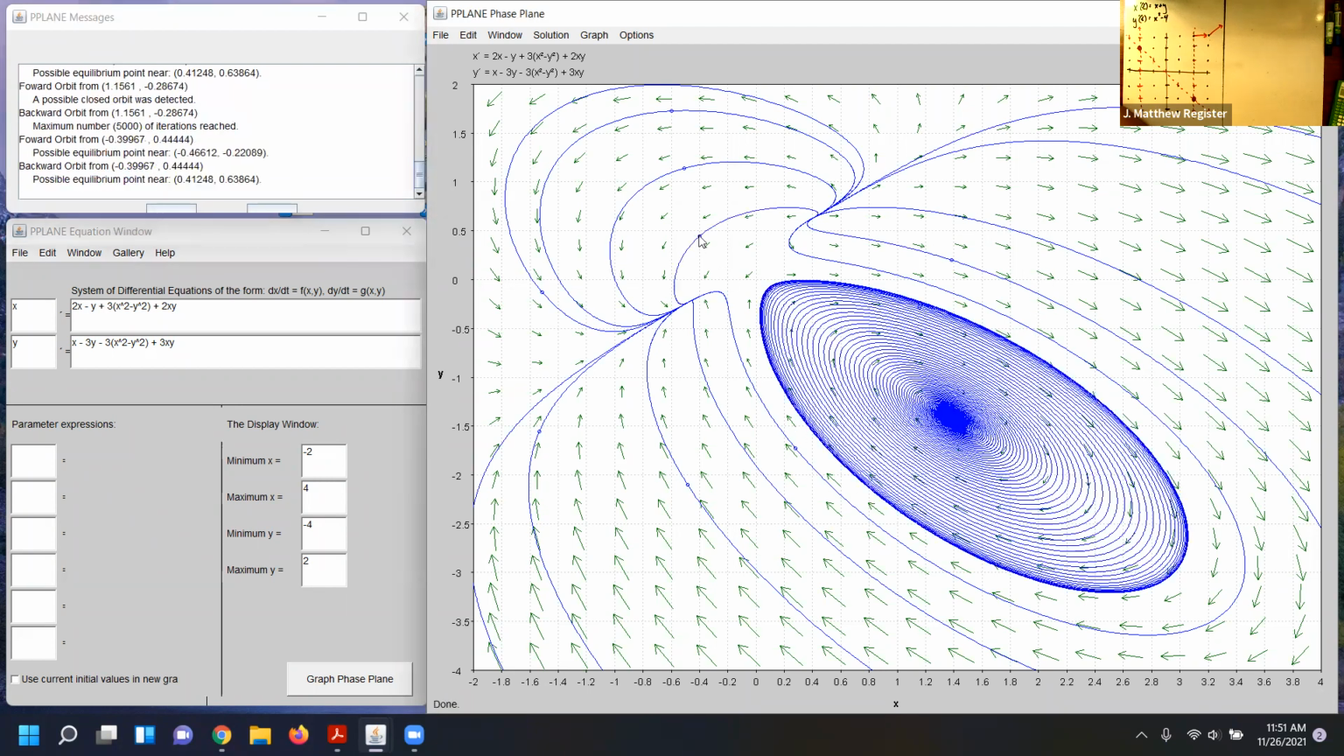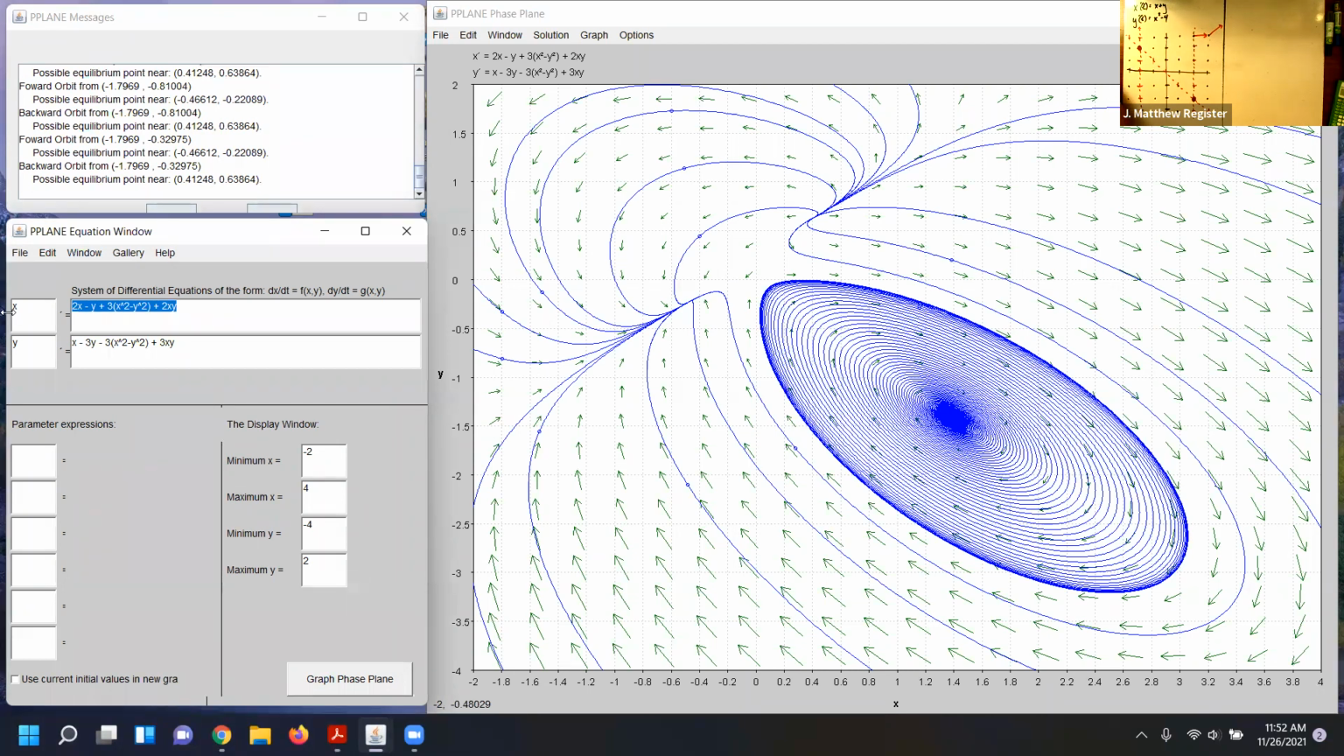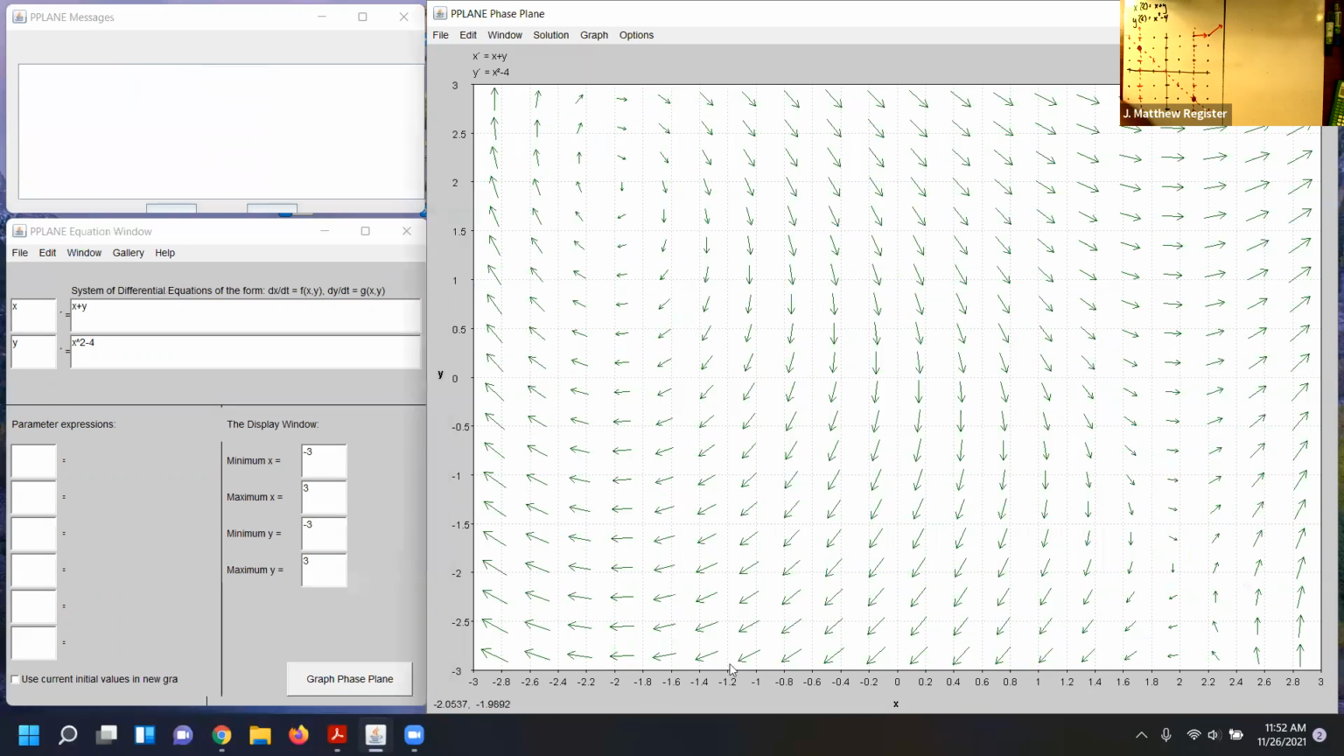But notice, interesting behavior happens depending on where you start. For the model that we're doing, we were doing x prime of t is equal to x plus y. So we'll type x plus y in. And then y prime is equal to x squared minus 4. And then our window would be from negative 3 to 3, and negative 3 to 3. Maybe we'll go negative 4 just to make it a little bit easier to see the spirals that pop out of this thing.